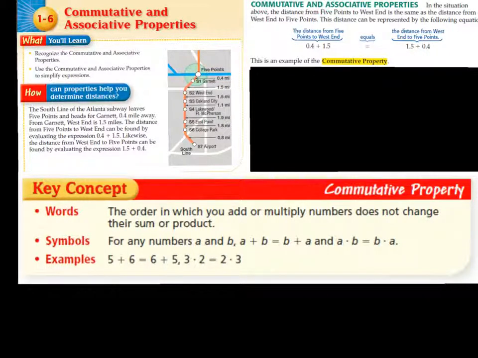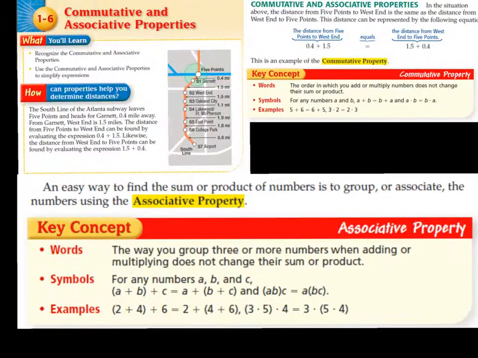For any numbers a and b, a plus b equals b plus a, and a times b equals b times a. For example, 5 plus 6 is the same as 6 plus 5, and 3 times 2 is the same as 2 times 3. An easy way to find the sum or product of numbers is to group or associate the numbers using the associative property.